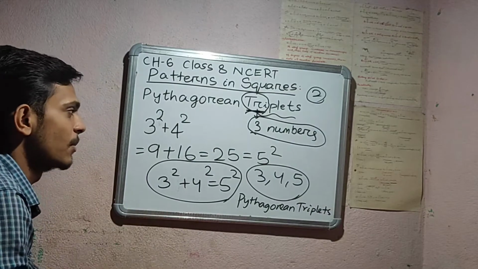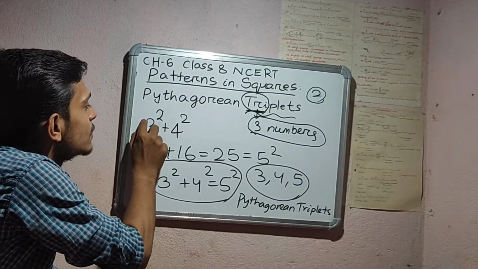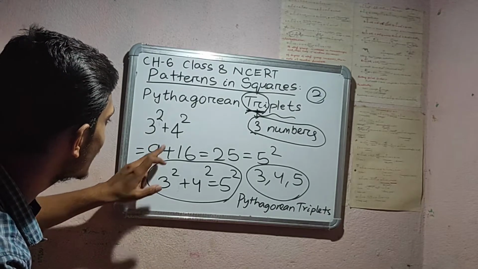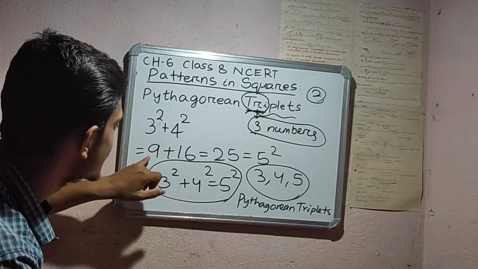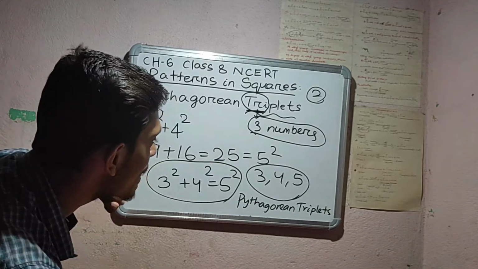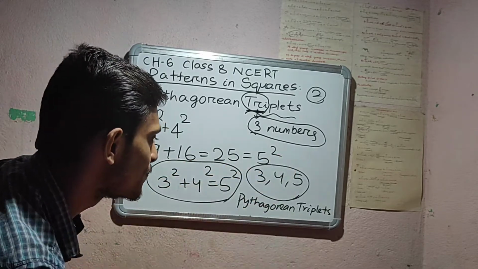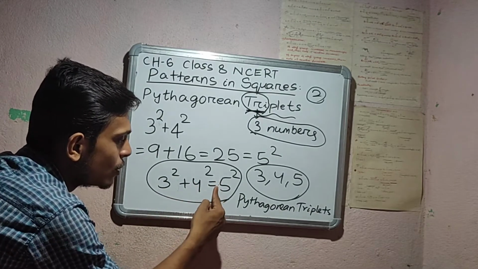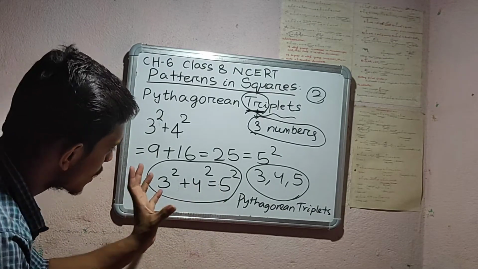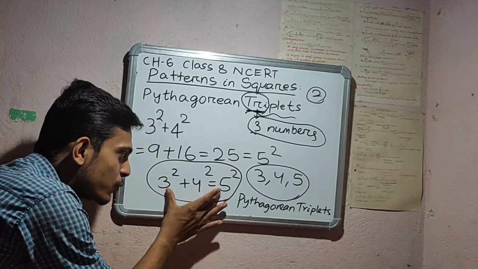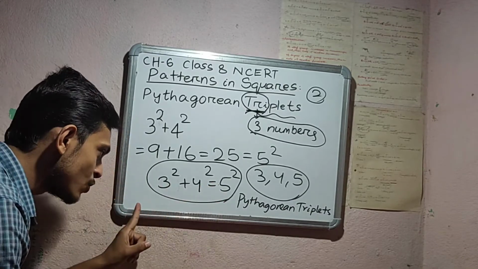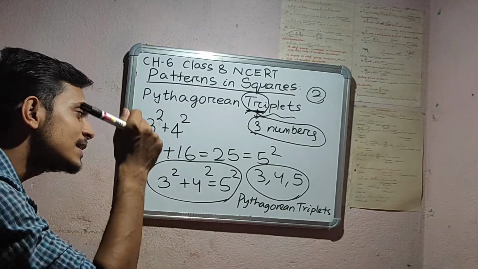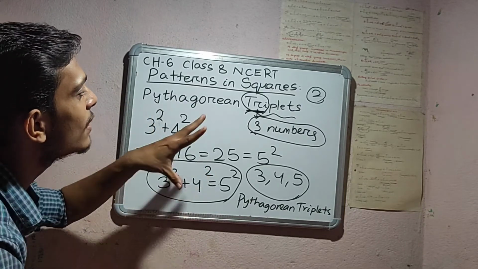Let us consider the square of 3 and the square of 4. 3 squared is 9, 4 squared is 16. 16 plus 9 is 25, and 25 is the square of 5. So 3 squared plus 4 squared is equal to 5 squared. The numbers that form this rule, where one square added to the square of another gives the square of the third number, are called a triplet.